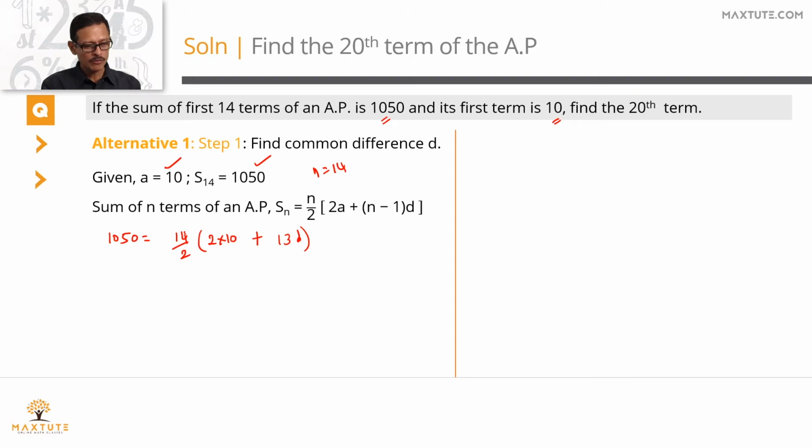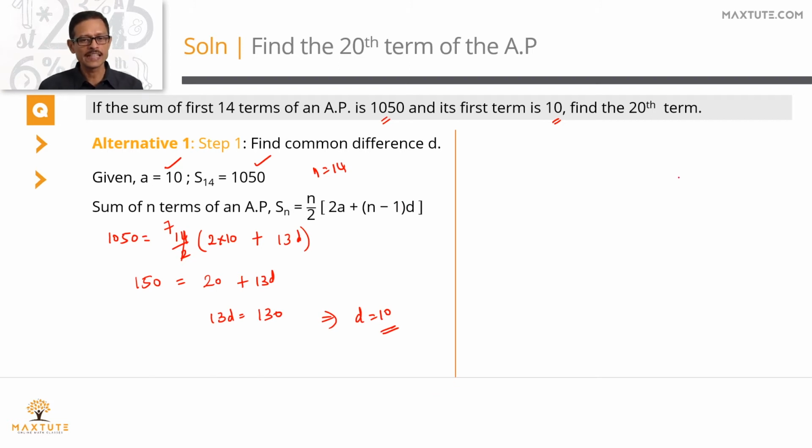We'll find out. 14 upon 2 is 7. Divide both sides by 7. 1050 upon 7 is equal to 150. 150 is equal to 2 times 10, which is 20 plus 13d. So 13d will be equal to 150 minus 20, which is equal to 130. Value of d is equal to 130 by 13, which is equal to 10. A very, very friendly number. Step 1, we have found out the common difference.